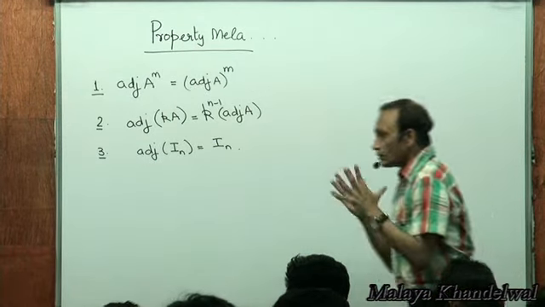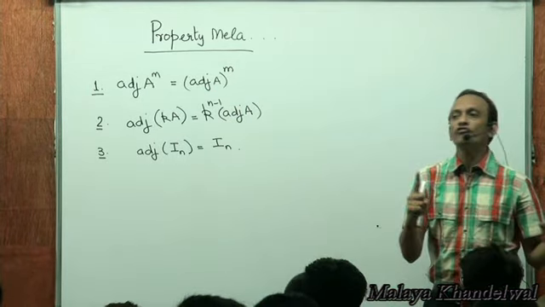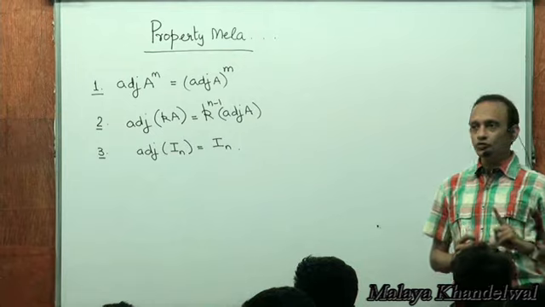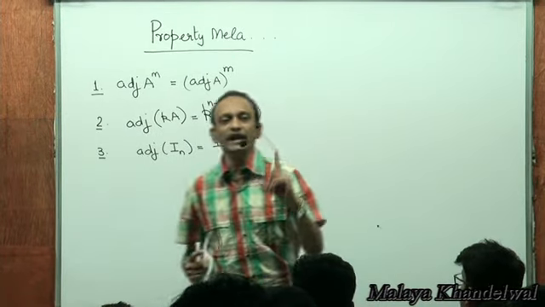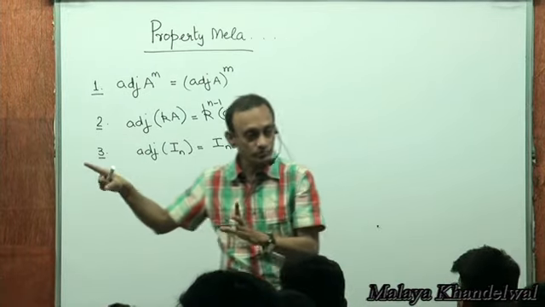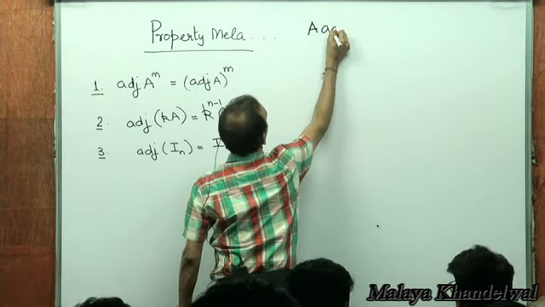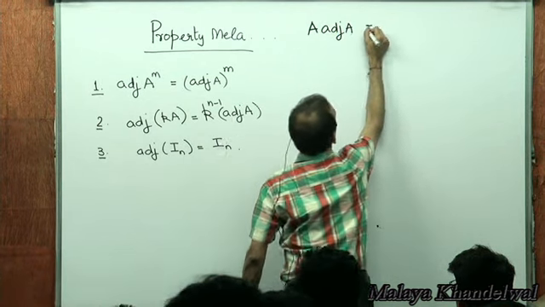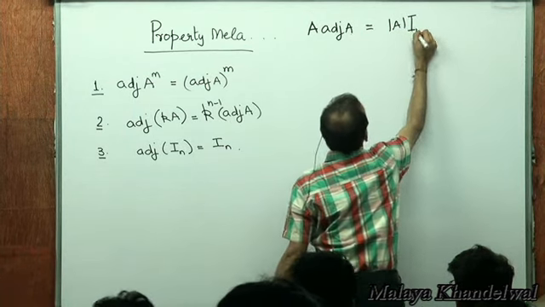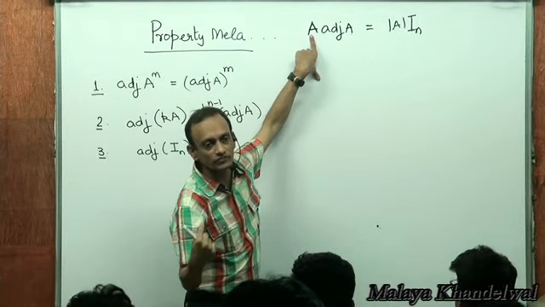And like I told you in the last class, the adjoint of a matrix is the matrix of cofactors transposed. Did I also share with you the property A adjoint A is determinant A into In, the identity matrix? That has been discussed, right? A adjoint A is determinant A, which is a number, a scalar, into In. In is an identity matrix of the same order as A. N is the order of this identity matrix.